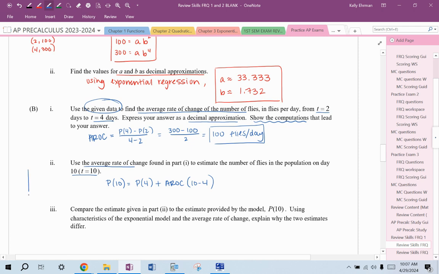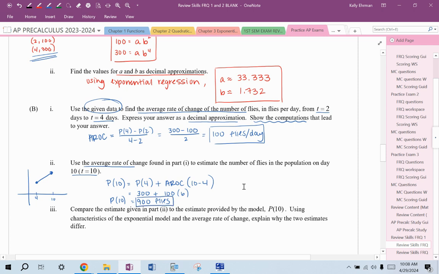All right, visually, here's what you're doing. Start at P of 4, travel the slope, land at P of 10. That's all that you're doing. Okay, so P of 4, again, from the given data, not from the model, is 300 plus 100 times 6. That's 900. So P of 10, the prediction here is 900 flies. It's a lot of flies.